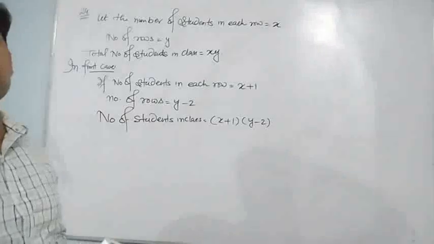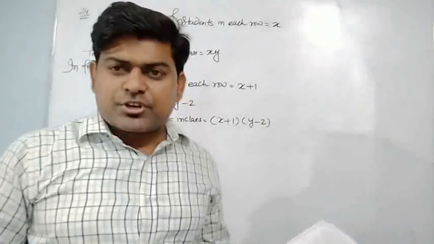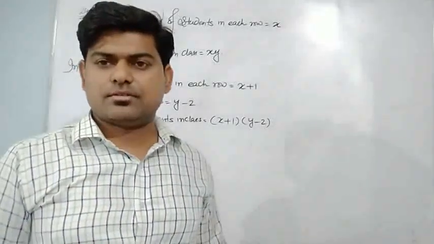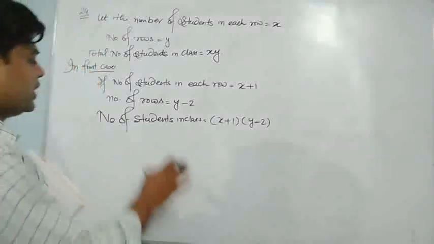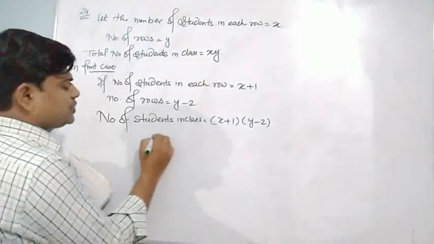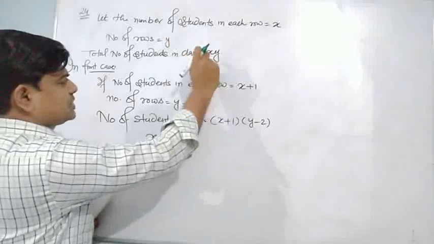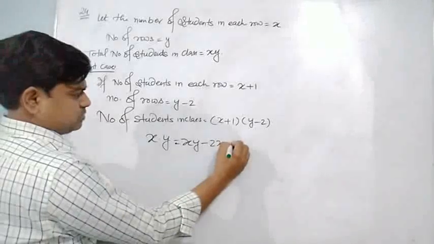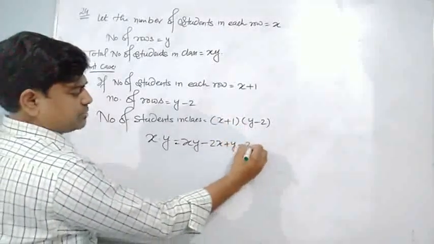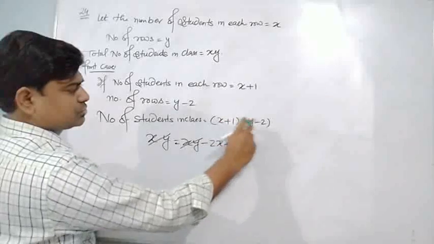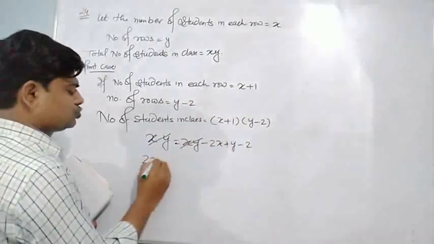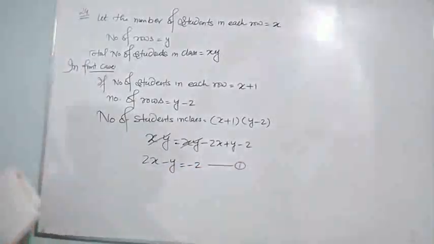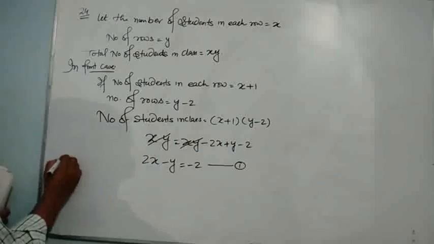And one more thing I want to tell you, the number of students of the class has not changed, only the arrangement has been changed. Are you getting me or not? So in place of the total number of students we can use x into y. Now multiplying out, xy minus 2x plus y minus 2. We can eliminate xy. Transpose it, 2x minus y is equal to minus 2. Equation number 1 will come. Now in the second case what will happen?